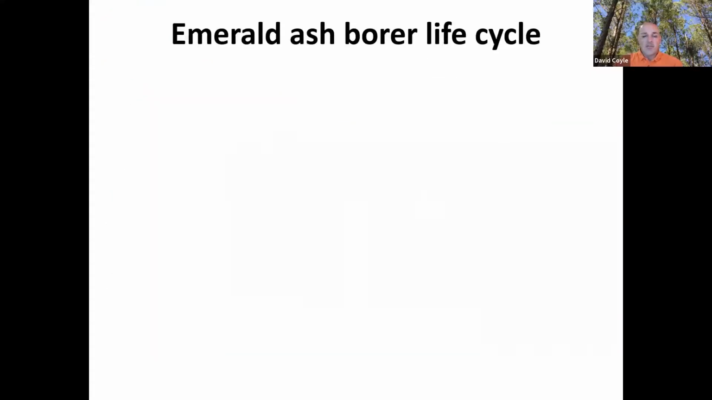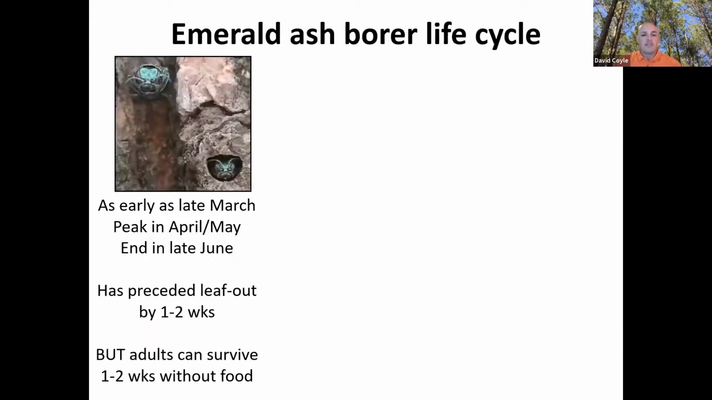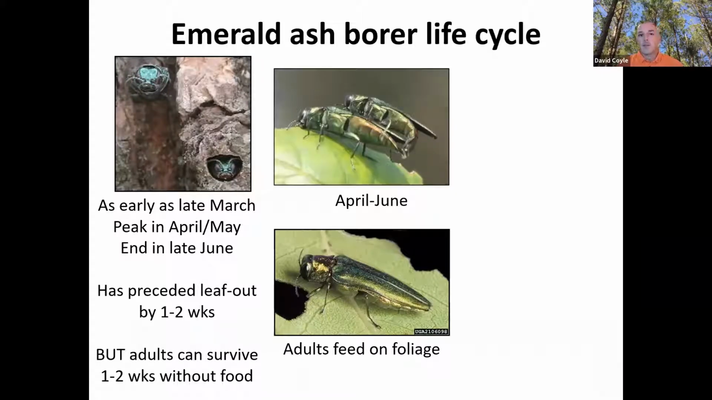The life cycle for EAB, I think it's important we know this. They come out in late spring. They make these D-shaped exit holes where they chew their way out. Sometimes they'll come out just before leaf out, and the adults can survive a little bit without food. They do eat a little bit. They'll nibble on the foliage as they're mating. Damage by adults is basically negligible. It doesn't really do much at all.